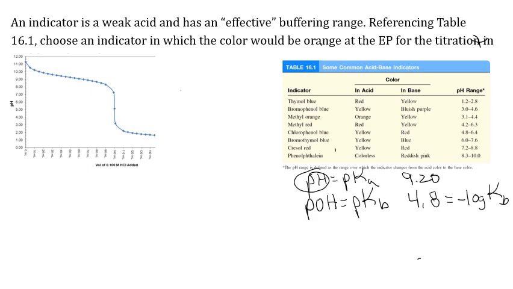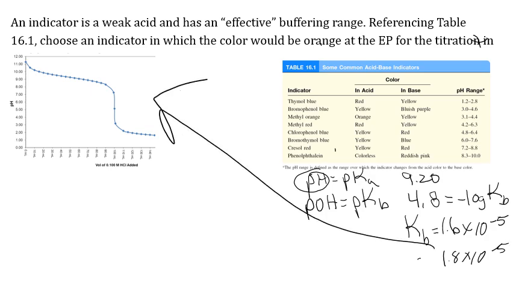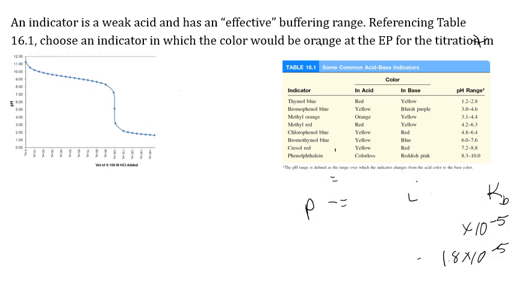So then I just solve for it. I put the negative on the 4.8, take the inverse log, and there you have it. I get a Kb equal to 1.6 times 10 to the minus 5. And if you remember, the literature Kb in our book for ammonia is 1.8 times 10 to the minus 5. So our experimental one from this is not so bad. Anyway, I'm going to keep moving because I don't want to keep it too long.